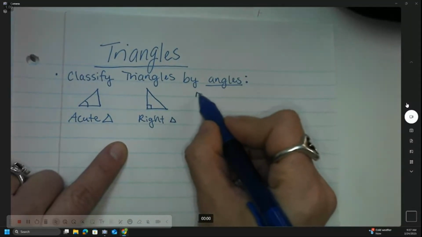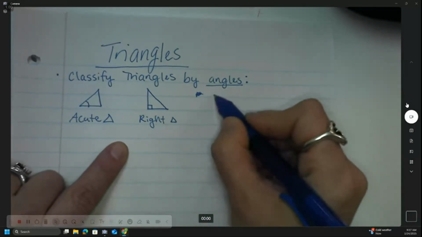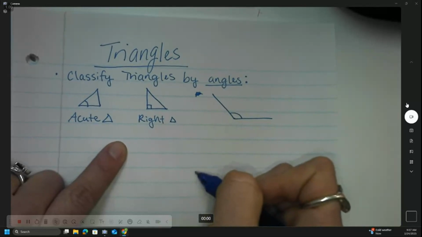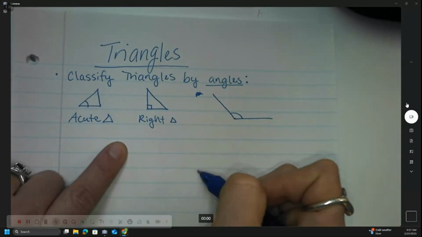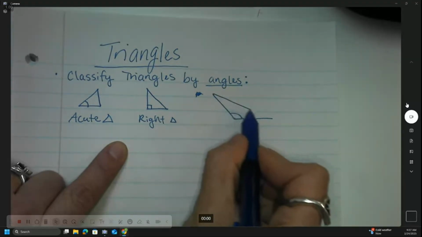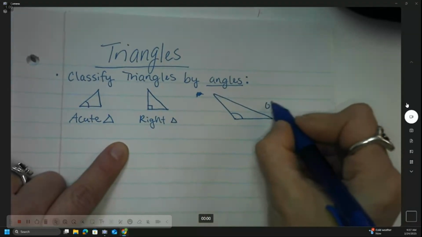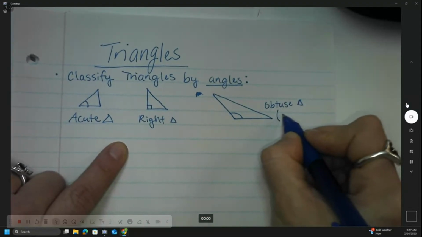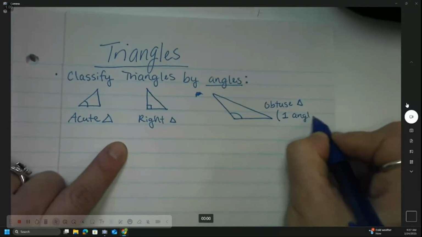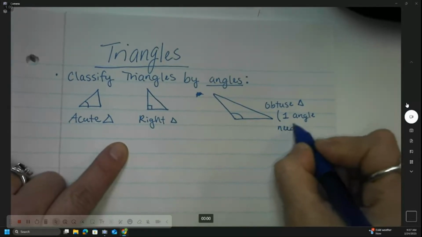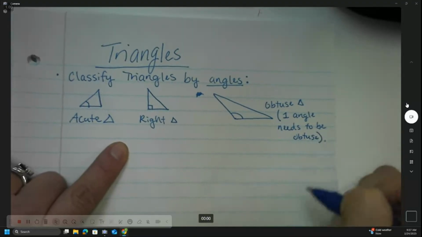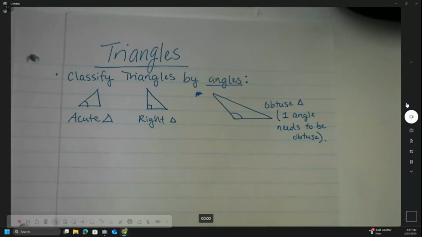And you have an obtuse. Oops, I was starting to draw an angle. Don't want to do that. An obtuse triangle: all they need is one obtuse angle in order for it to indicate that it is an obtuse triangle. All it takes, in parentheses, is one angle needs to be obtuse. And it's an obtuse triangle then. Okay, so that's classifying triangles by angles.